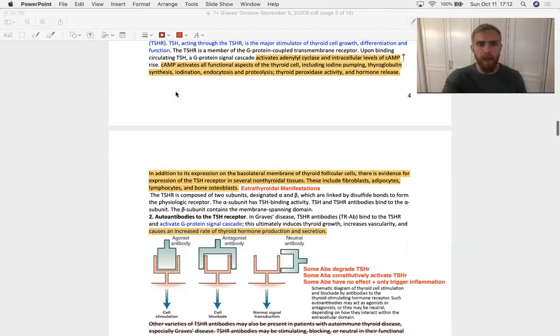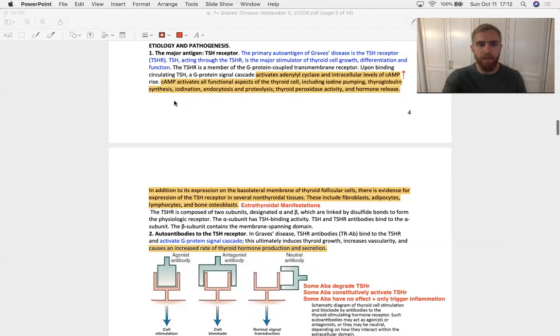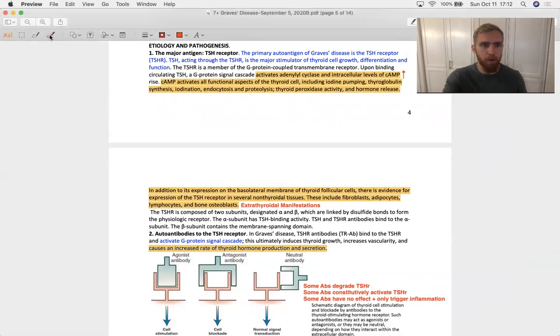So cyclic AMP, the TSH receptor, when bound, is going to raise cyclic AMP, and that's really important for getting the ball rolling on the process of thyroid hormone production, because that is a pretty metabolically expensive process, and you need a strong activation signal in order to initiate it. You've got to do things such as pump iodine in through the basolateral membrane of a follicular cell and then out the apical membrane into the colloid of the thyroid follicle.